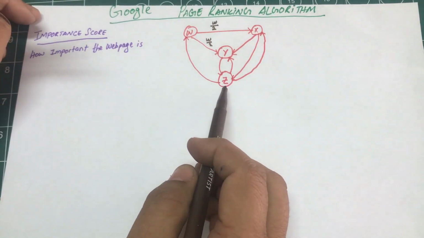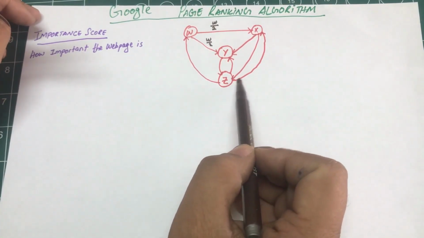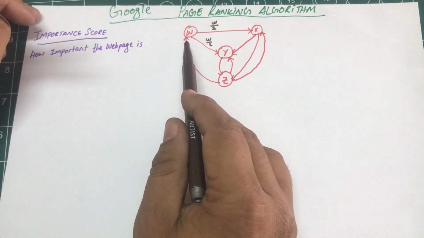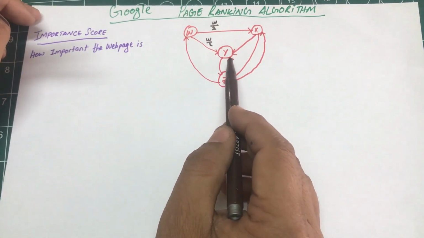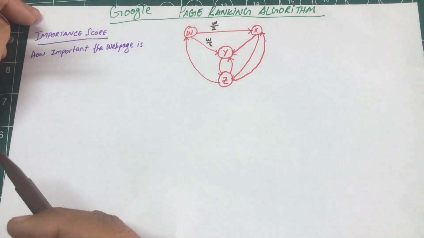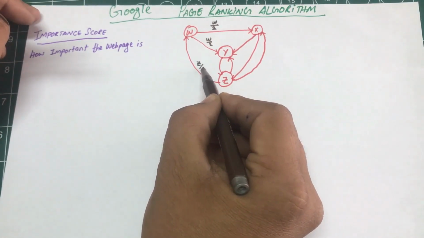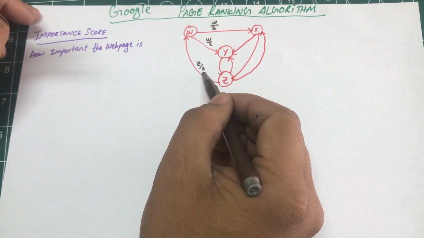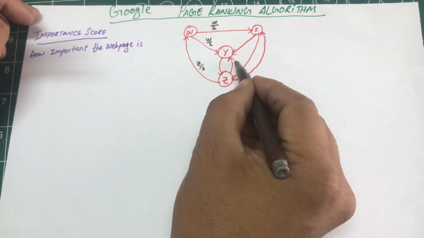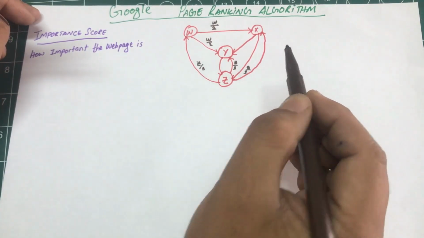Okay, if I were to look at Z, Z has three outgoing links. One is going to X, one is going to W, and one is going to Y. So if I were to give this some importance score, that would be Z over 3, because there are 3 nodes, that's why it's divided by 3. Z over 3 and Z over 3.